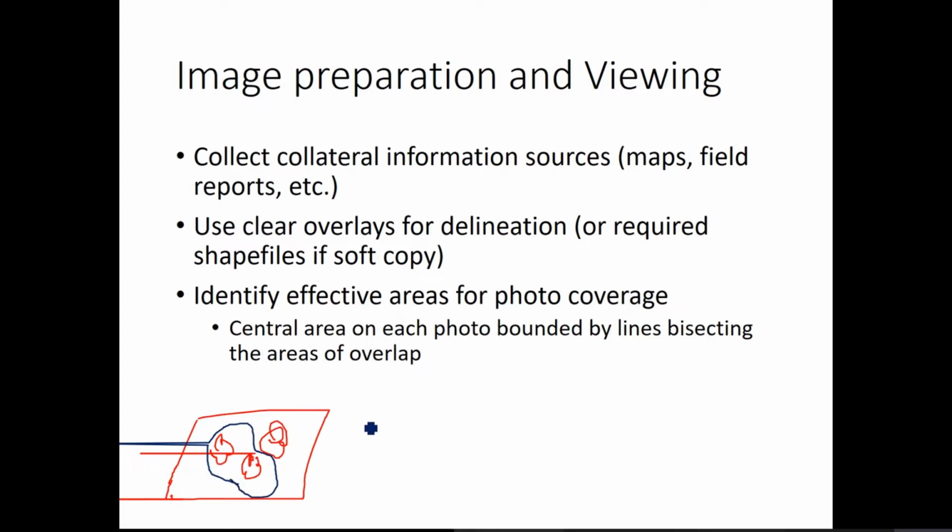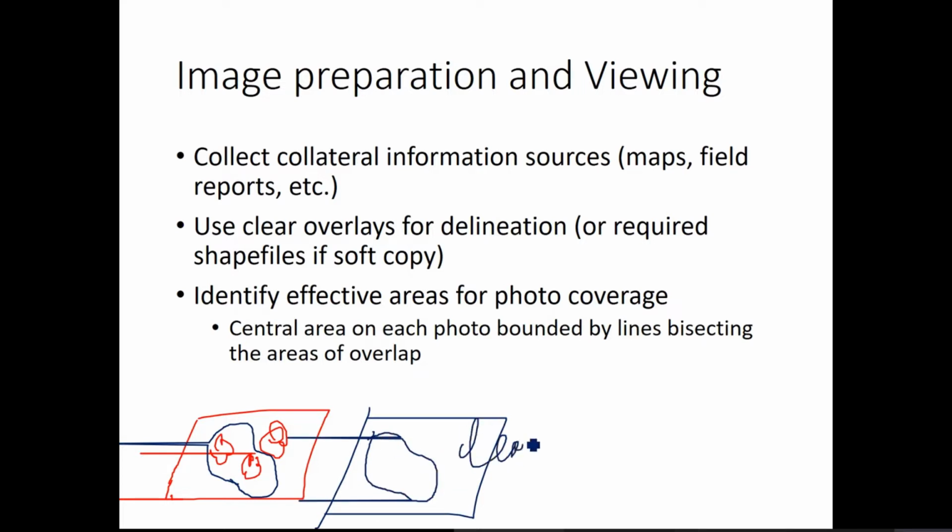If you are looking at a hard copy, you will overlay a clear copy of this area. This is your clear copy, and this was your satellite image or aerial photograph. So this is a transparent piece of paper. You will overlay this on the image so that you get the area that you are supposed to look at and interpret.